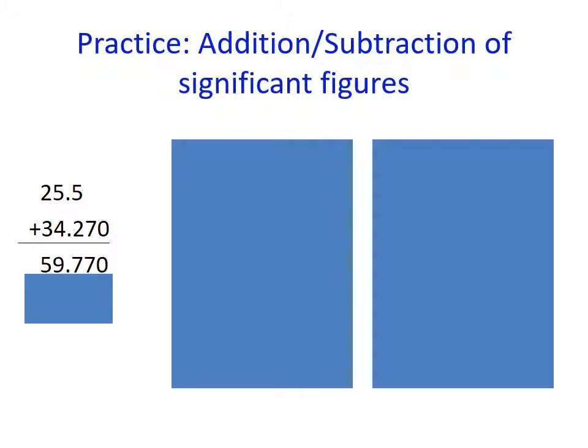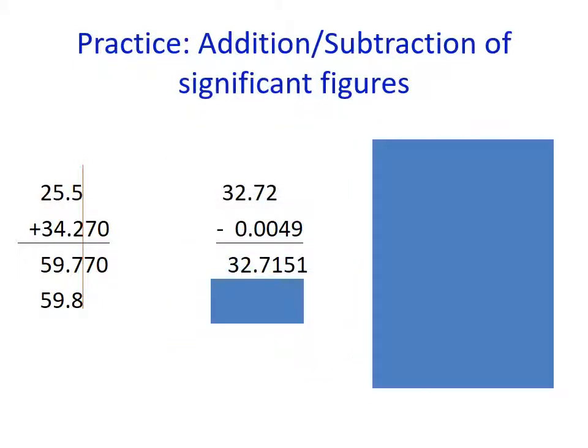So what about addition and subtraction of significant figures? Let's look at 25.5 plus 34.270. How did we get 59.770? Because 25.5 is the most imprecise, three significant figures, you must round the sum to 59.8.